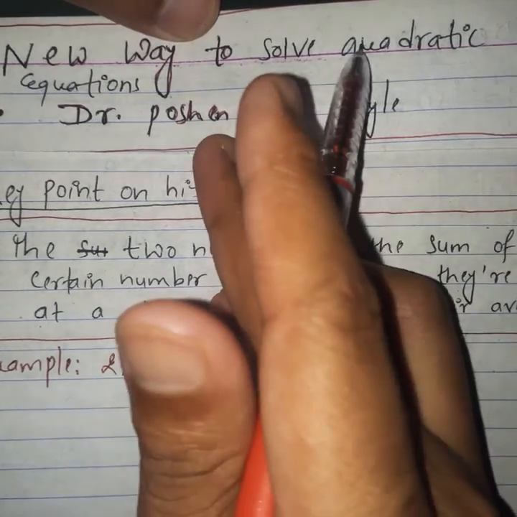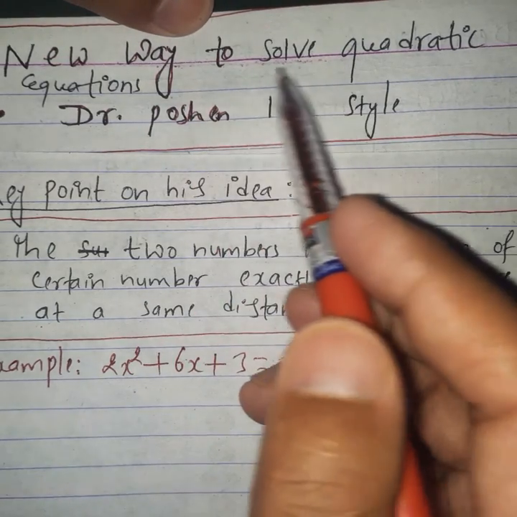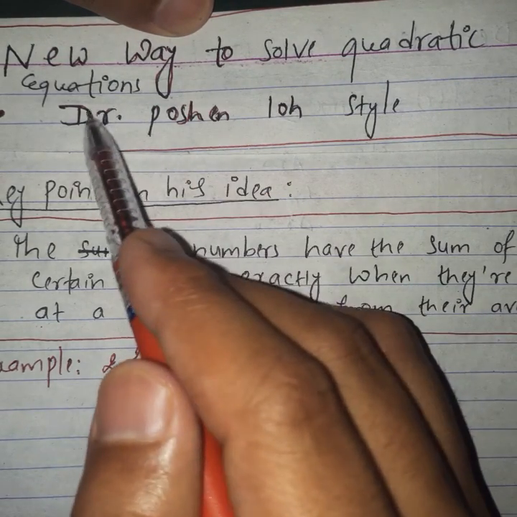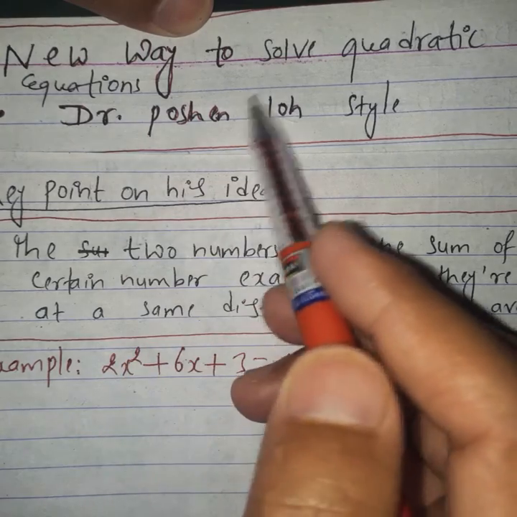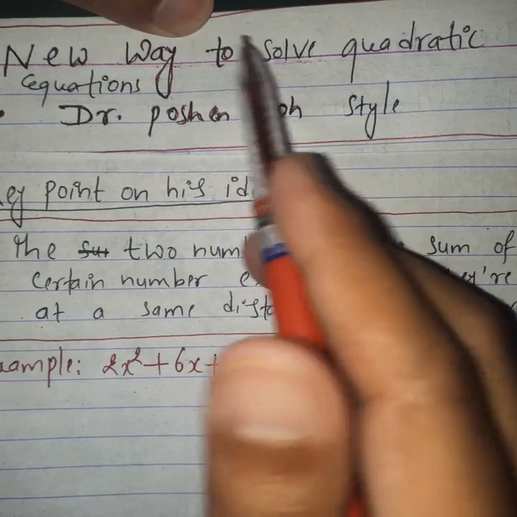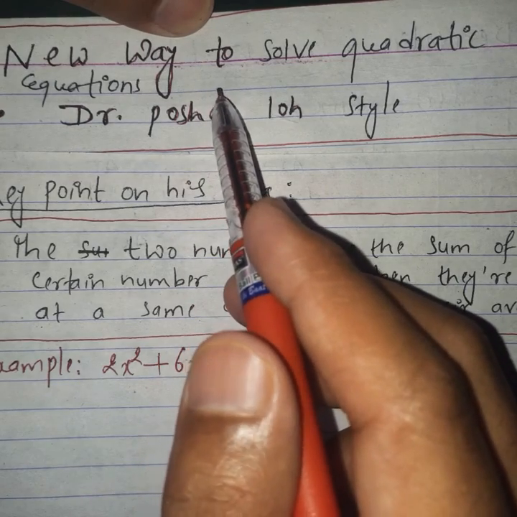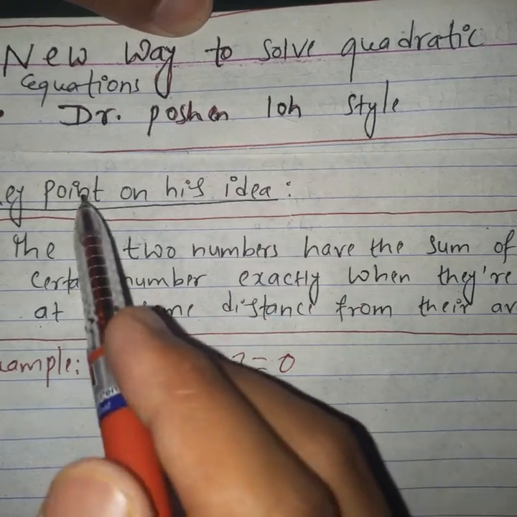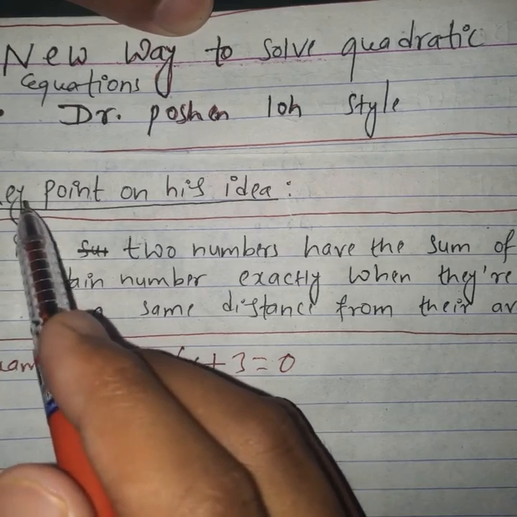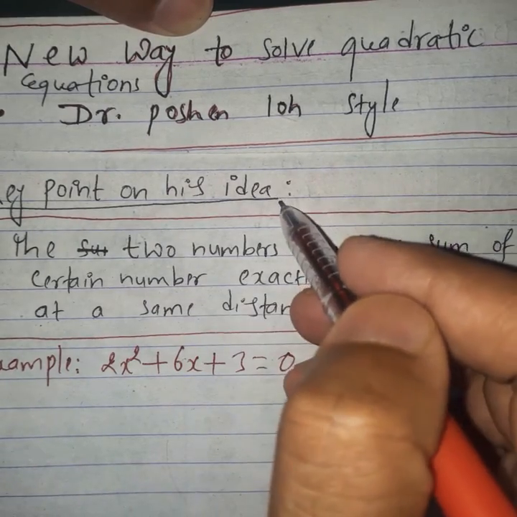Here today's topic is the new way to solve the quadratic equations, that is, by Dr. Poisson law method. He recently discovered this idea to solve the quadratic equation. Here is the very important key point of his idea. This is the key point.